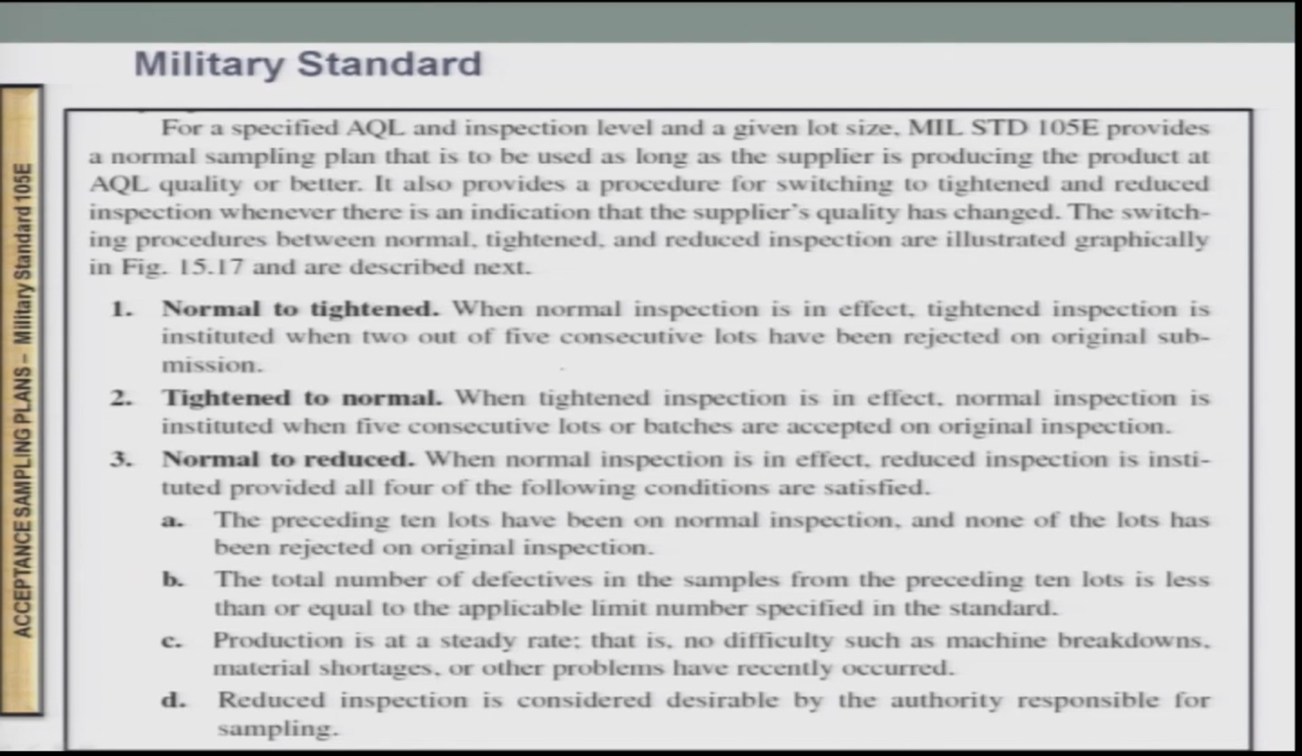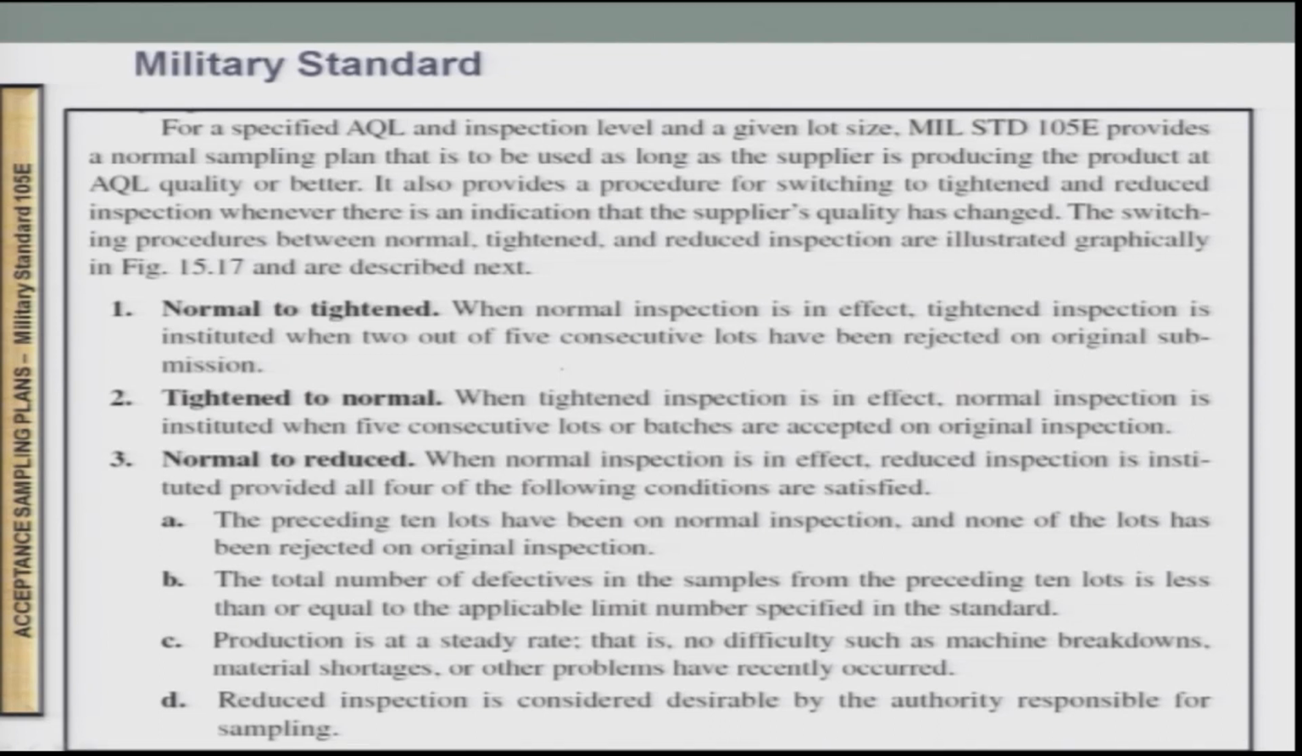So, when you are going from normal to tightened: when normal inspection is in effect, tightened inspection is instituted when 2 out of 5 consecutive lots have been rejected on original submission. So, if 2 out of the 5 have been rejected, that means there is some problem, you should take immediate action and basically tighten your norms of inspection. When you are going from tightened to normal: when tightened inspection is in effect, normal inspection would take precedence and replace the tightened one when 5 consecutive lots have been accepted, none of them found to be defective.